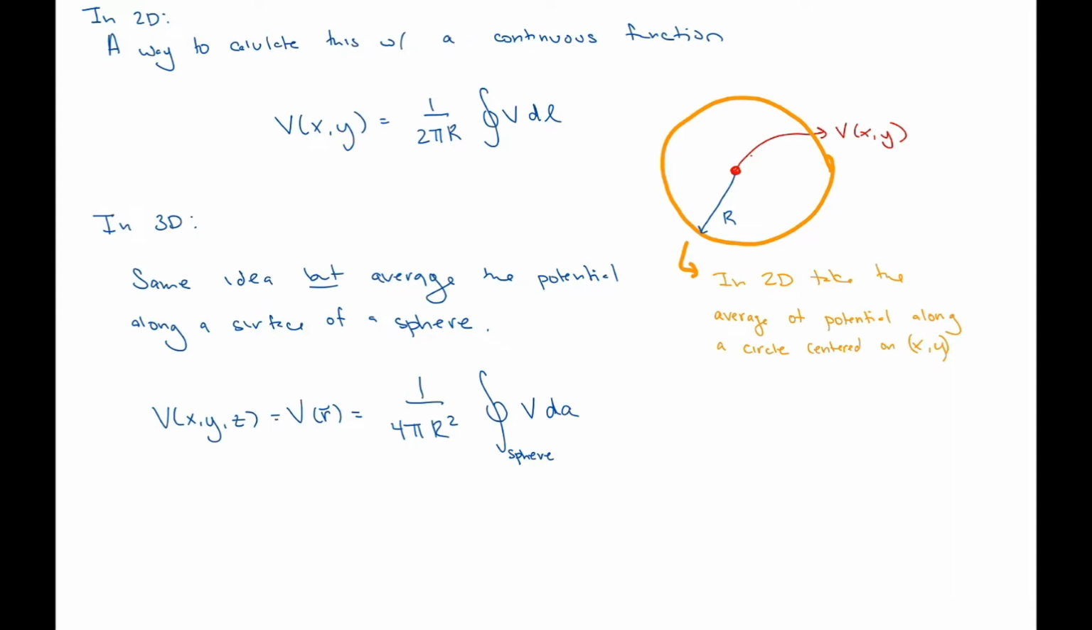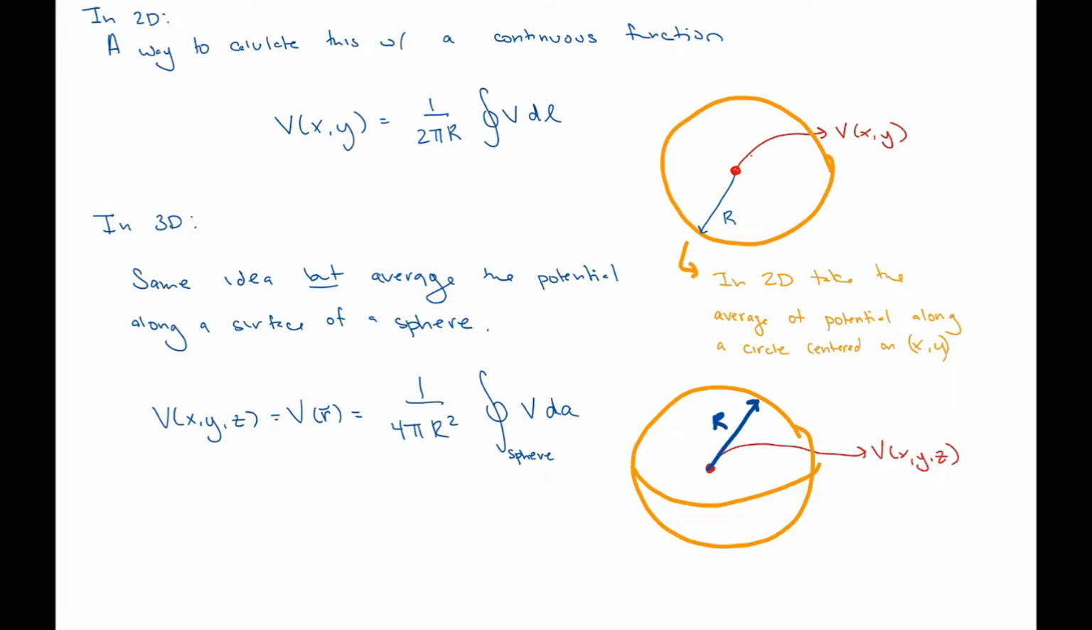Okay, so here I've got the potential where I want to find it. That's in some middle point here in my three-dimensional coordinate system. Now, instead of surrounding that with a circle, I'm going to surround it with a sphere. Still going to have a radius of r. And now, V is an average of the potential, measured along each little patch of the surface, summed up, okay?